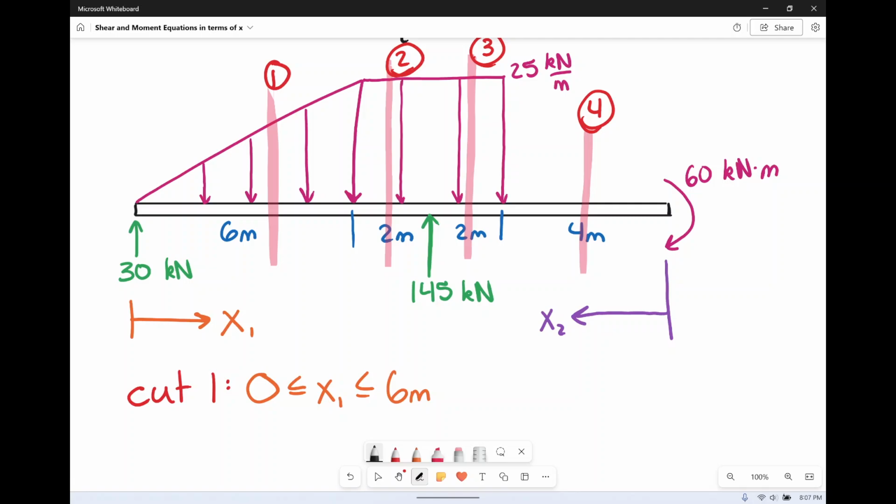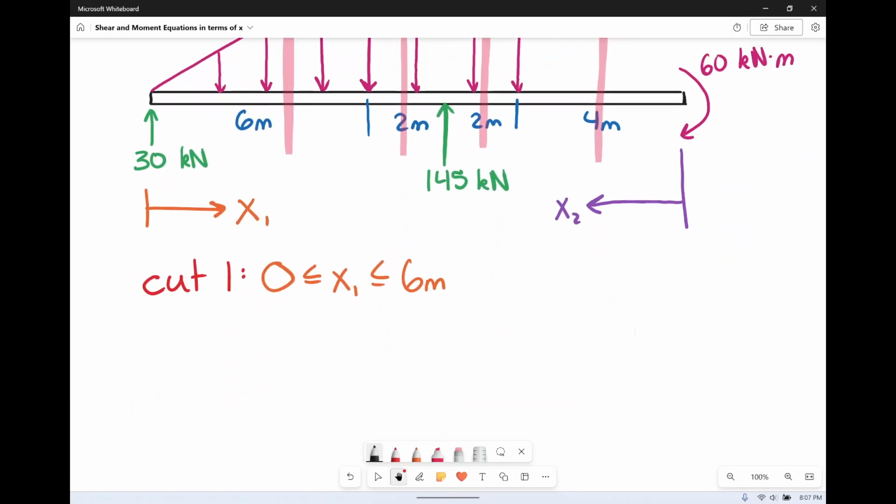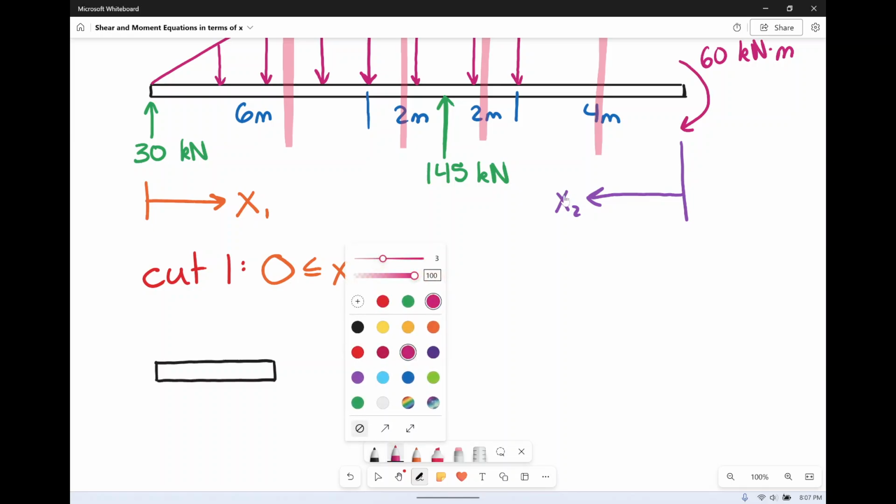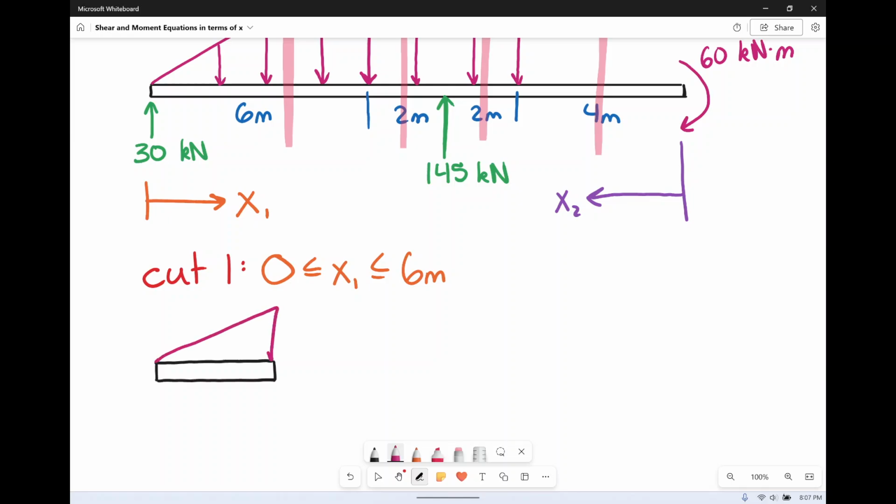So now we're going to draw a free body diagram. Gotta love free body diagrams. It doesn't have to be a massive free body diagram, right? Because it's anywhere between 0 and 6 meters. It could be the tiniest few meters of your life, not even a meter. Doesn't really matter. So it is just a linearly distributed load.